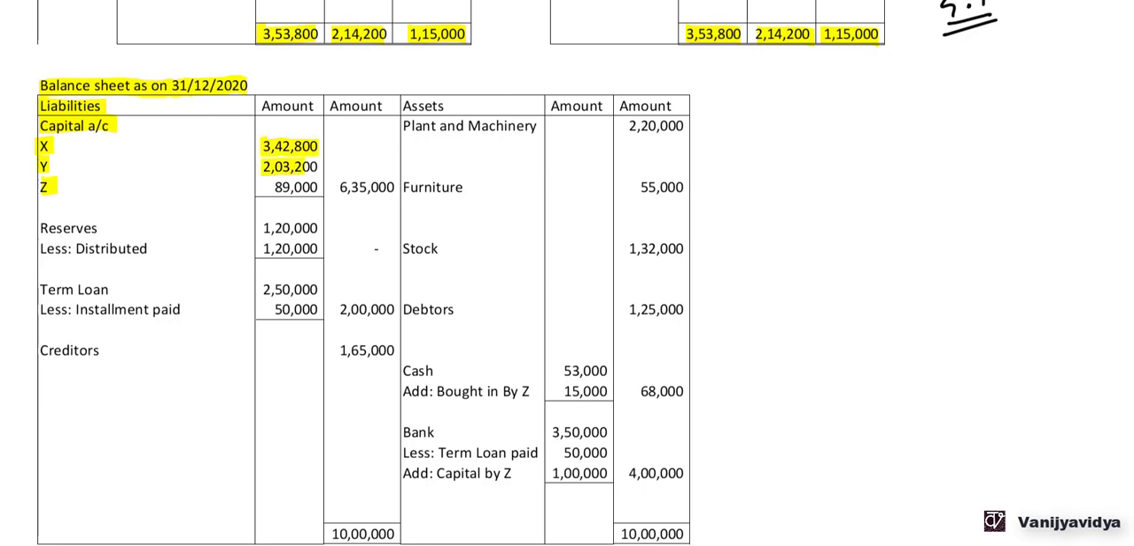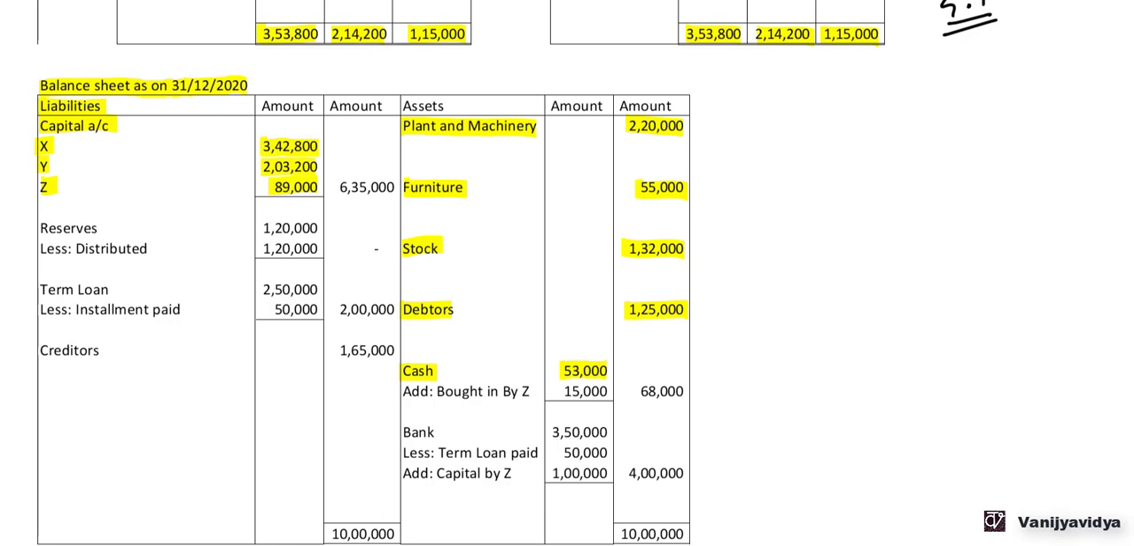Now if we see the liability side, the capital accounts of X, Y and Z are 3,42,800, 2,03,200 and 89,000. This we have taken directly from the partners capital account. For the assets that have adjustments, we have taken those amounts in the inner column, and for other assets, we have directly written in the outer column. So plant and machinery 2,20,000 from the balance sheet, furniture 55,000, stock 1,32,000, debtors 1,25,000 from the balance sheet. Then cash we have taken 53,000 in the inner column.